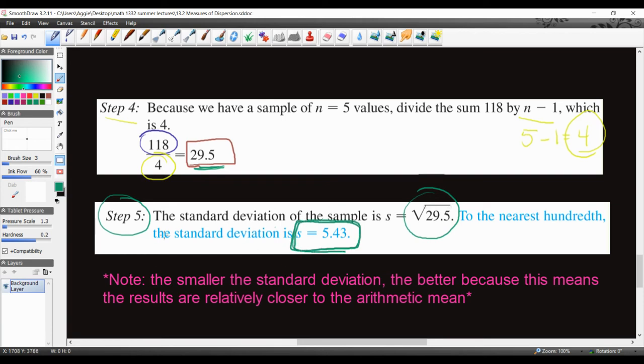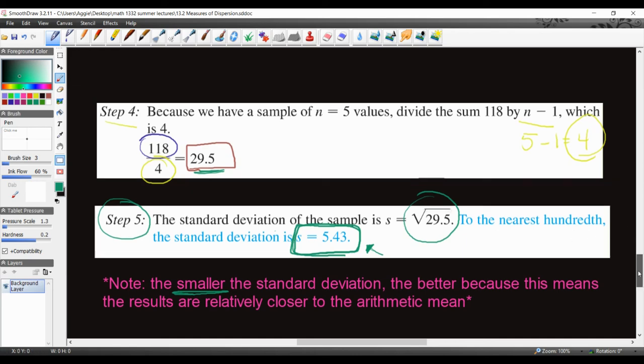Please take note when it comes to the meaning of all this, you want to get a standard deviation as small as possible. We don't really have anything to compare this one to, so I can't really say if it's a good measure or not. But let's say you had two different standard deviations, one of them was 10, one of them was 15. You'd want to go with the one that's 10, because the smaller the deviation, the closer the results are relatively to the mean. So you want to go with the smaller one. Just keep that in mind. You will have a question on that.